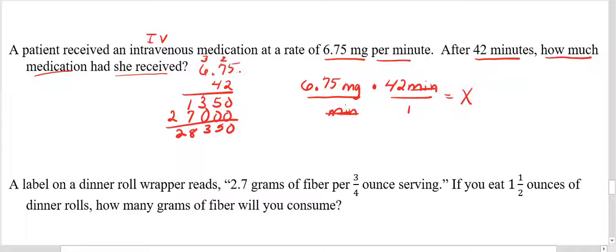When I add them all together, I've got 2 decimal places. So I'm going to move my decimal 2 places. So I've gotten 283.5 milligrams, because once I cancel out my minutes, I still have milligrams. So the patient has received 283.5 milligrams.